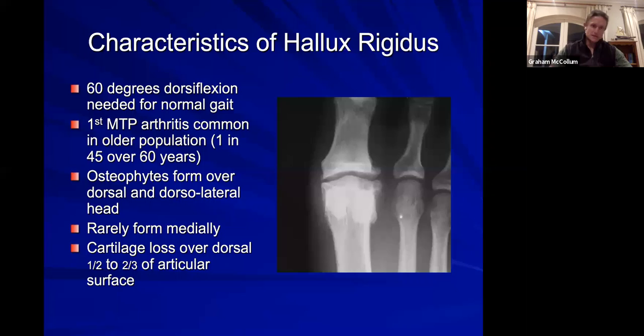And obviously it's an age thing. This is the square metatarsal head that I discussed. These patients are much more prone for some reason. Perhaps it's because of the edge loading or something for hallux rigidus. And the cartilage loss is usually over the very dorsal third or two-thirds of the articular surface to begin with.